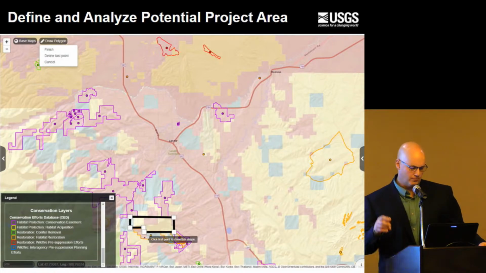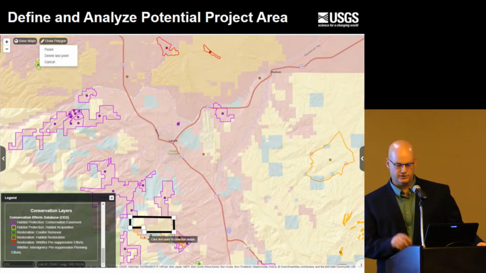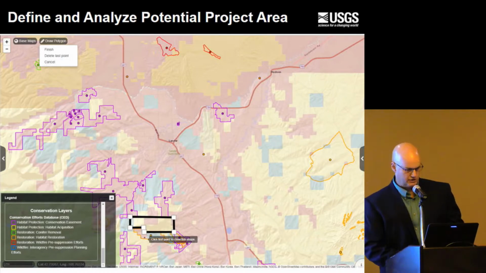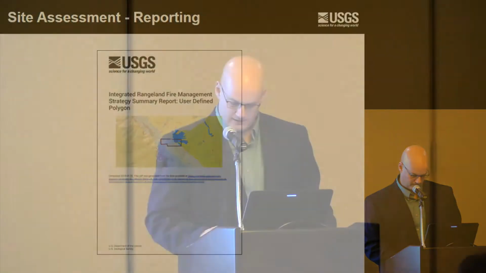So I drew a little box down here, a little polygon that's trying to connect a couple of existing easements with the restoration area. This is all pretend. There's nothing real about it other than just a demonstration. So once you draw that, you hit the submit button and it generates this report. You get a report, looks something like this.